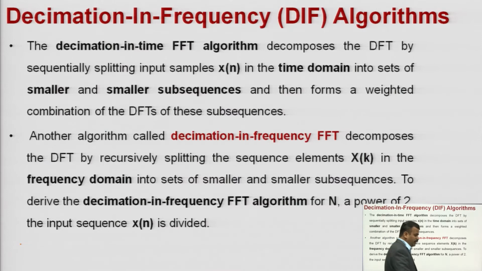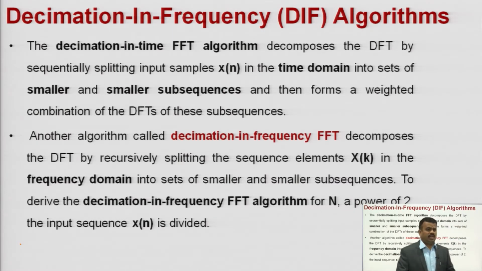In decimation in time, we have to split our sequences in the time domain. Now, decimation in frequency means you have to split your sequences in the frequency domain, in the same manner. You have to divide your sequences into equal parts, even and odd number of sequences. All the processes are almost the same, but you have to split your sequences in the frequency domain. So, these are decimation in frequency algorithms, DIF algorithms.